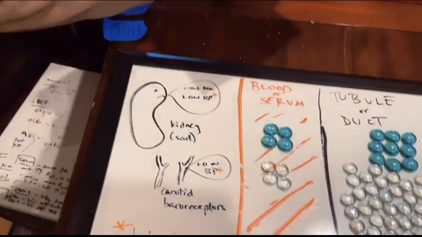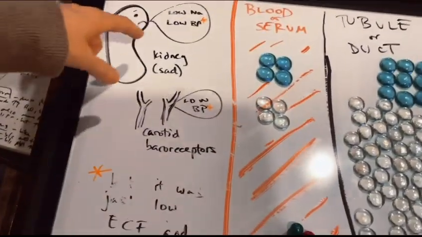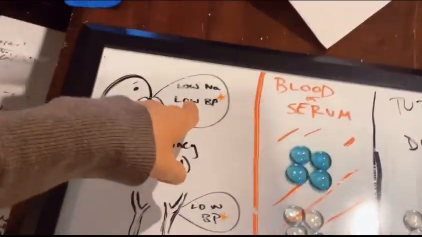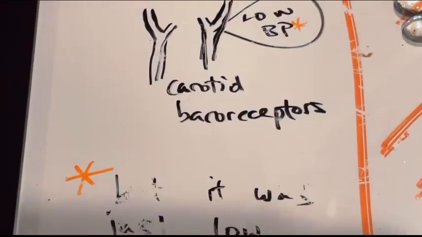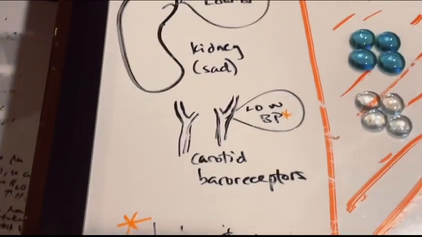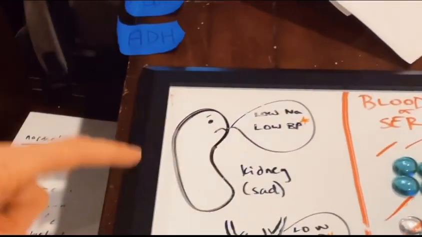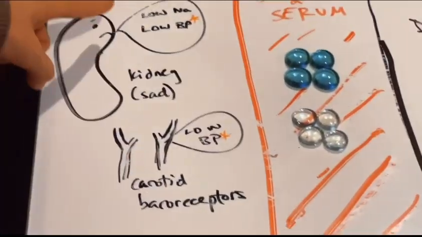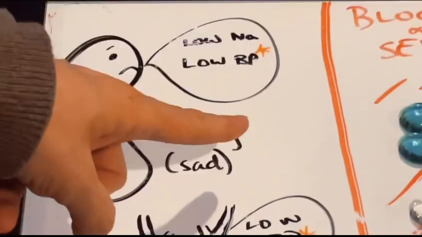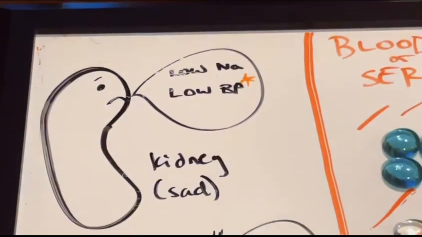What happens in Mr. P is, let's just say maybe low sodium, but certainly low blood pressure is sensed by the juxtaglomerular as well as the baroreceptors. Here's some carotid baroreceptors, and they say, hey, we have low blood pressure. Now, it really is just low effective circulating volume, but they think, we don't have enough fluid or sodium. Let's go into action.